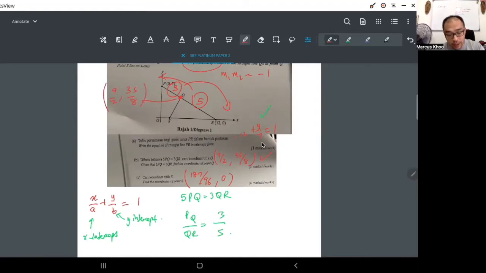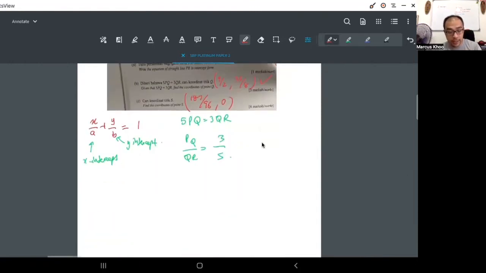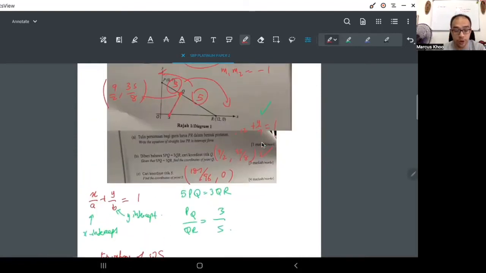Then you want to find the coordinate of point S. In order to find the coordinate of point S, you need to find the equation of QS first. That's the important thing you need to find. The good thing is you already have a point, which is 9 over 2 and 35 over 8. But you don't have the gradient. But you know that PR and QS are perpendicular, so you can use this.